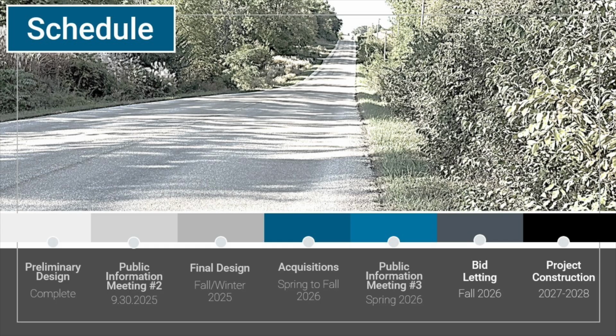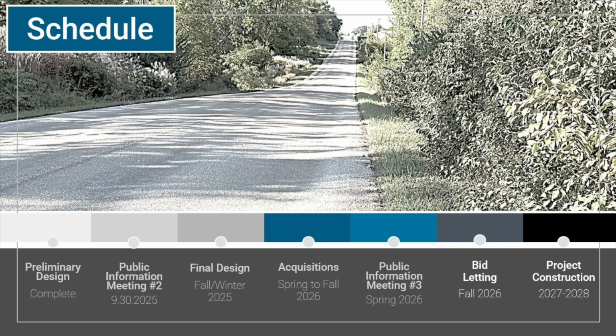Preliminary design, we've got that wrapped up, and right now, obviously you're all here tonight for the public information meeting number 2. We will work through final design here this fall and winter. And then the acquisitions and that type of coordination correspondence will happen here for the majority of next year, I would say, start up in the early spring and then continue into the fall.